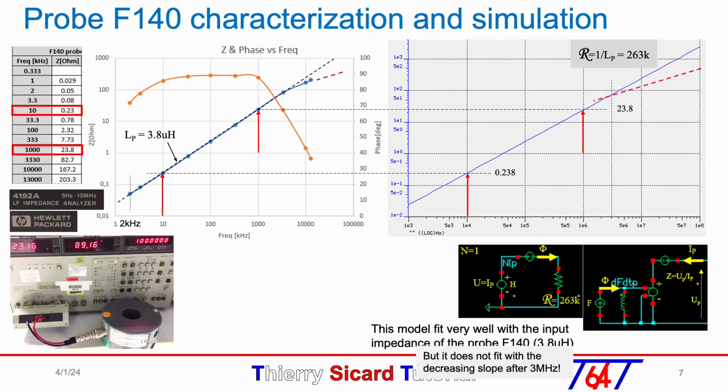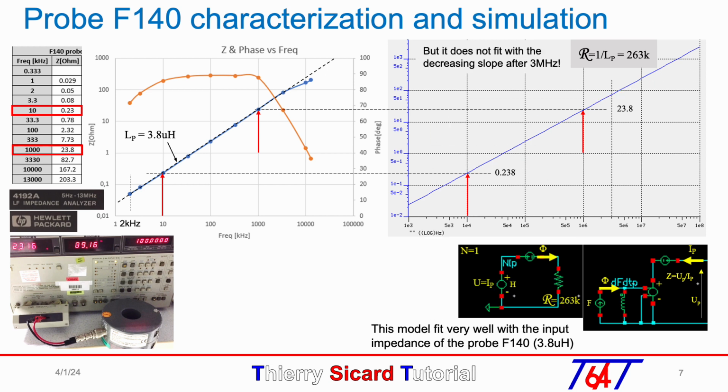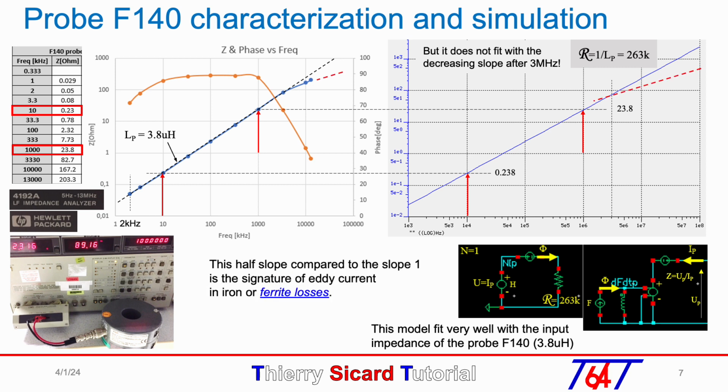Unfortunately, the simulation does not fit with a real measure when the frequency is higher than 3 MHz. As we saw in the TheriSeeker tutorial number 15, in frequency domain, the half slope is the signature of eddy current or ferrite losses.